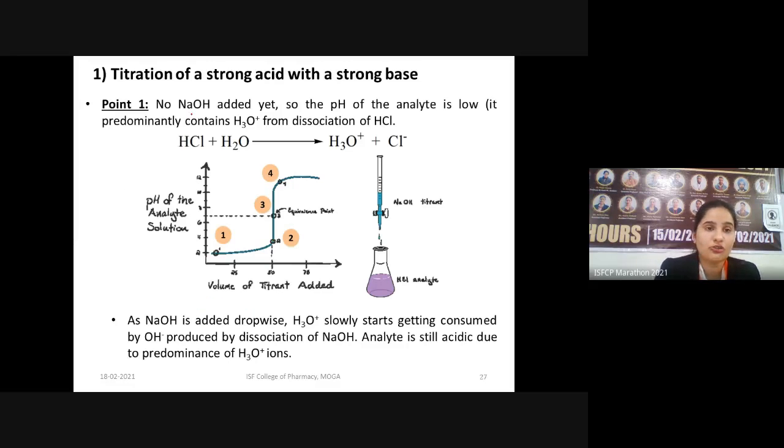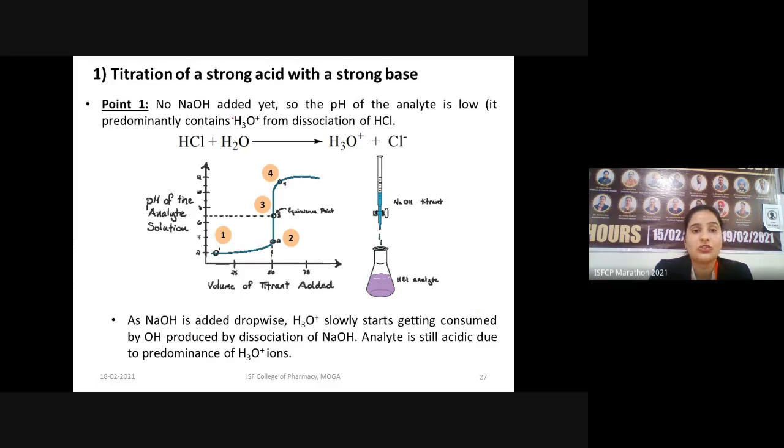The first case we will be discussing is point number 1 in the case of a strong acid and a strong base. This particular point 1 is a point at which we have not added any sodium hydroxide solution to it. So the pH of the solution will be low. Since we are taking HCl solution, our analyte is HCl solution. Since we have not added any sodium hydroxide at this point, the pH is definitely going to be low because the solution is HCl solution, it is acidic.